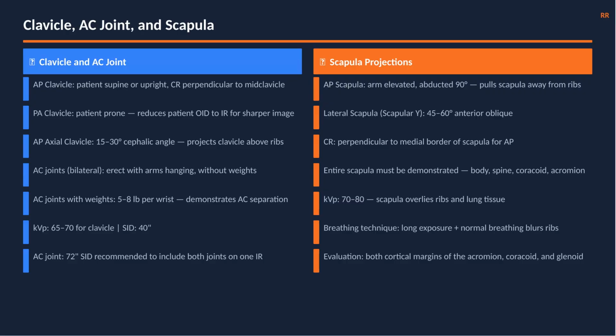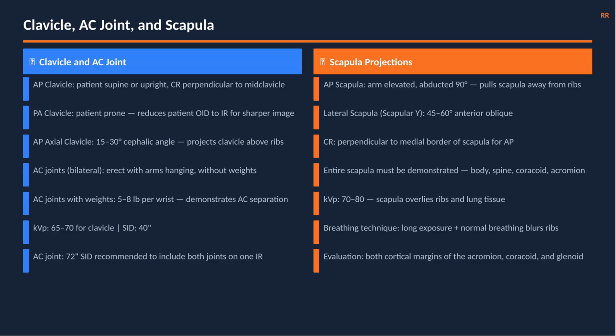Clavicle and acromioclavicular joint. AP clavicle. Patient supine or upright. CR perpendicular to the mid-clavicle. PA clavicle. Patient prone. The clavicle is closer to the IR in the prone position, reducing magnification and improving detail. AP axial clavicle. 15 to 30 degrees cephalic angle. Projects the clavicle above the rib cage.